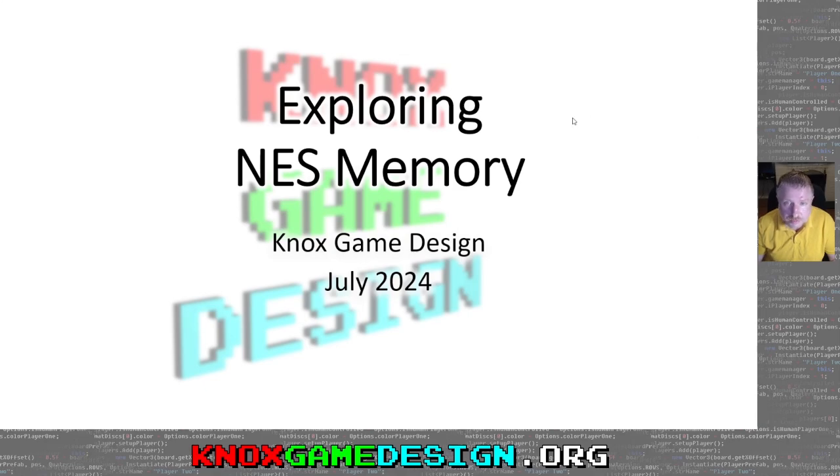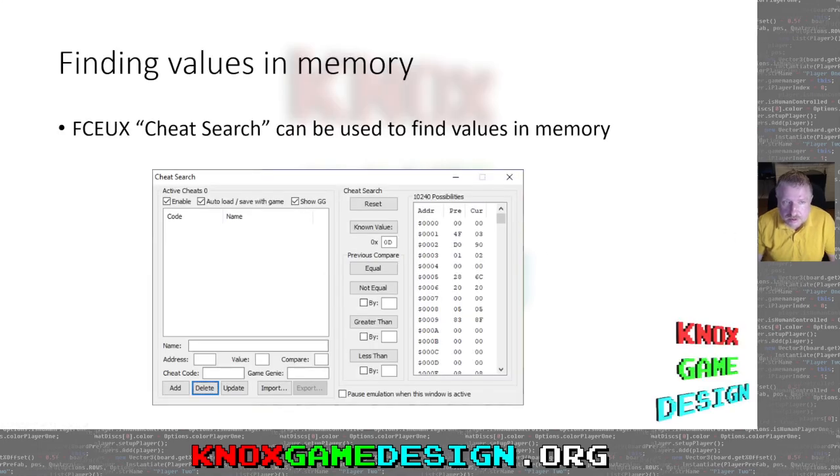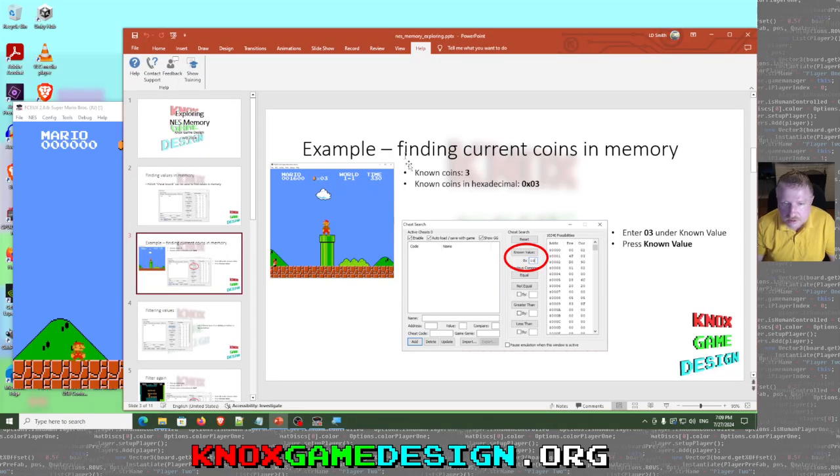This month I'll be talking about exploring NES memory. First of all, I'm going to be looking at using the FCEUX emulator to look at some memory locations and values in an NES game. For this example, we're going to be looking at the original Super Mario Brothers, since most everybody is familiar with that classic game. The first tool that we're going to look at is called Cheat Search.